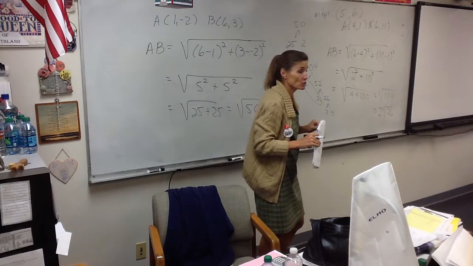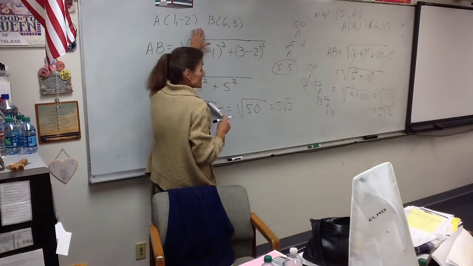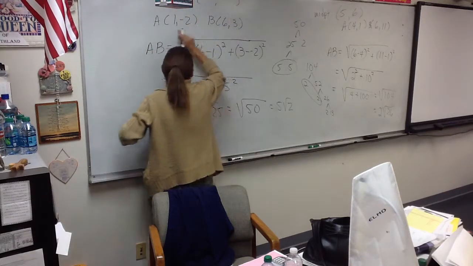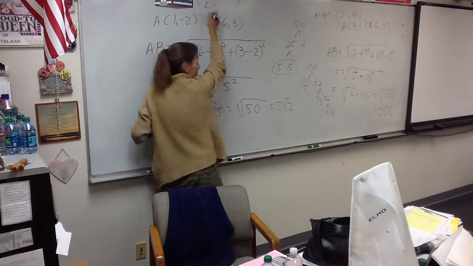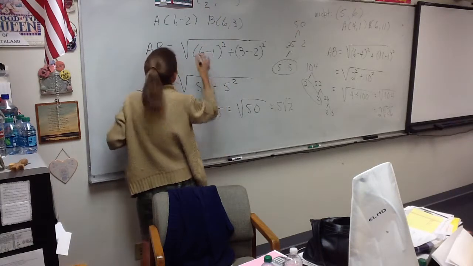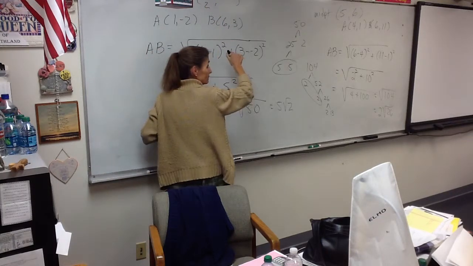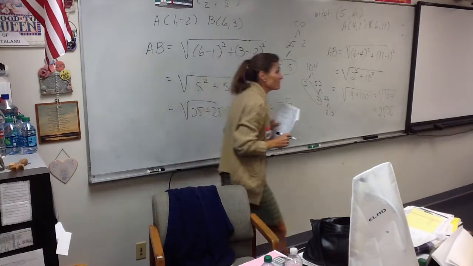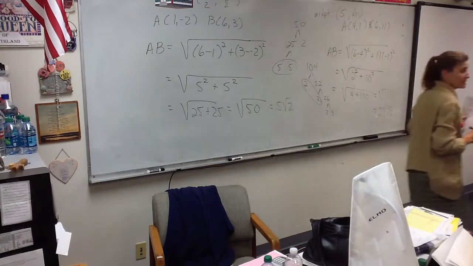Midpoint is average. What's the midpoint of these two from last night's homework? The midpoint here? 1 plus 6, that'd be 7 halves. Negative 2 and 3, 1 half. Just add them and divide by 2. Easy, easy, easy.